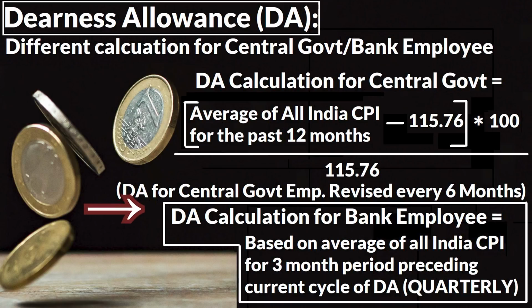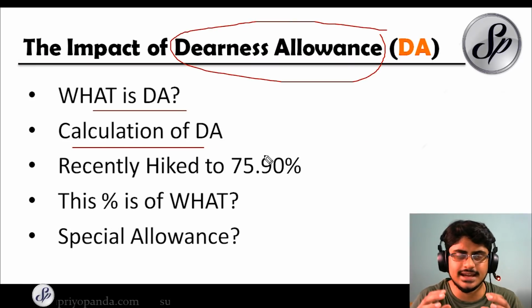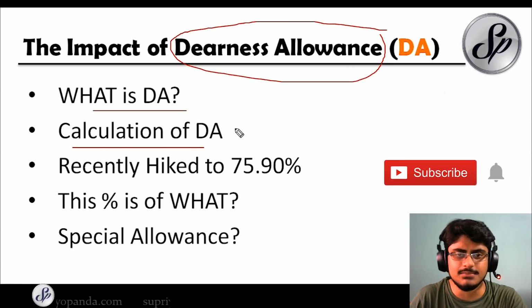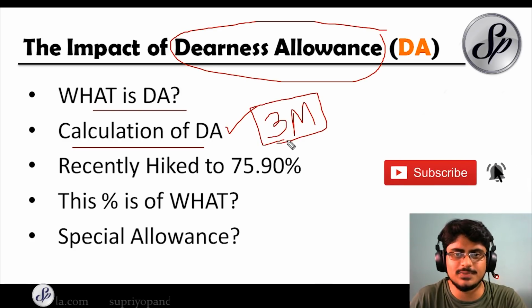And now as we come to the bank staff, the bank staff DA for a particular quarter is decided. The bank staff are paid the DA calculated based on the average of the All India Consumer Price Index for the 3-month period preceding the current cycle of DA. So the DA of a banker is revised every 3 months. As you see, for a banker, every 3 months you will be getting a new figure of DA. So this DA is going to be differing a lot.